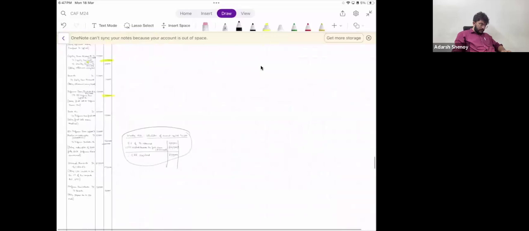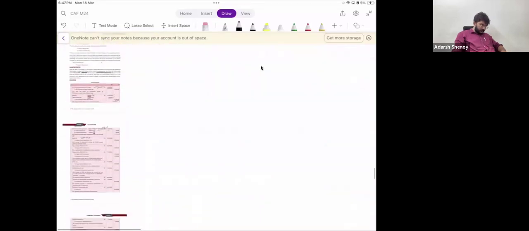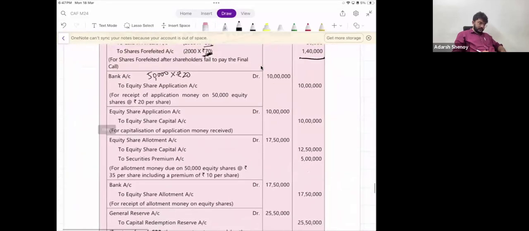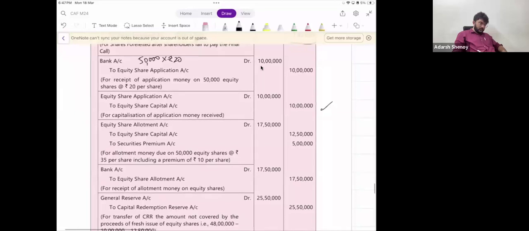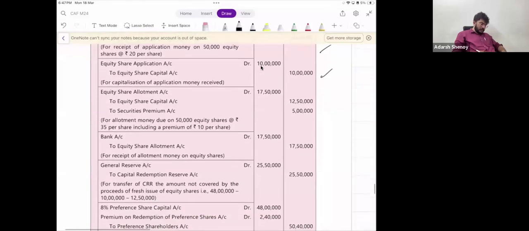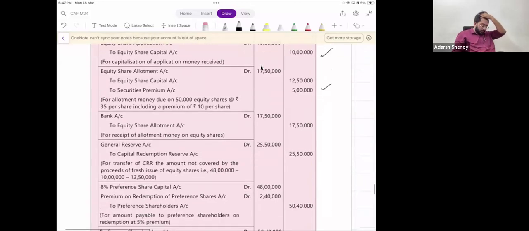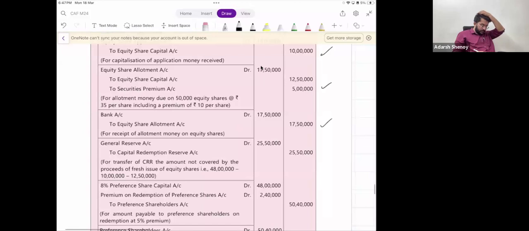Application money is received, 50,000 into 20 rupees. 10 lakhs transferred to share capital, fine. This entry also we passed earlier. Equity share allotment account, this is the new entry for allotment. So in allotment, we had 10 rupees premium. So for that premium, we credited the securities premium account, received the allotment.